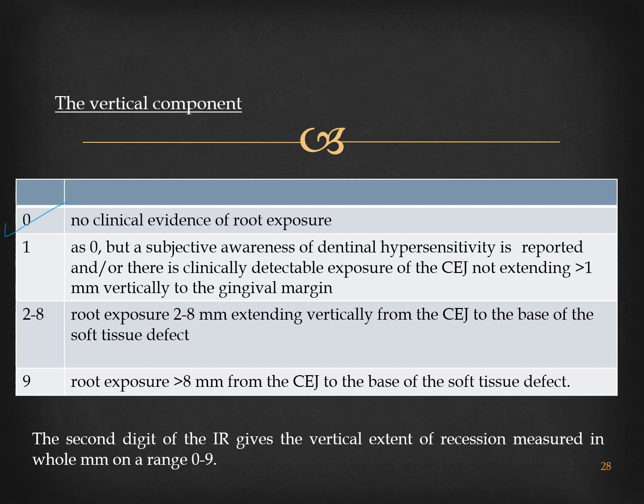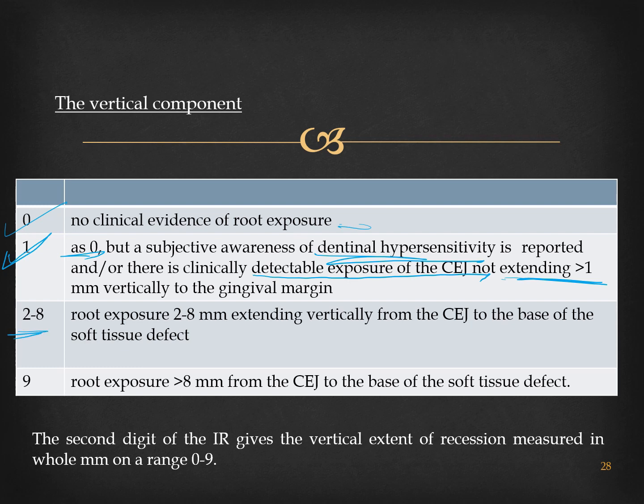So 0 is given when there is no evidence of root exposure. 1 is given again similarly to 0, that means clinically you can't see the recession, but if you give a blast of air and the person complains of dentinal hypersensitivity, then the score of 1 will be given. Or if there is detectable exposure of CJ in the vertical direction not extending more than 1 mm. 2 to 8 score is given accordingly.